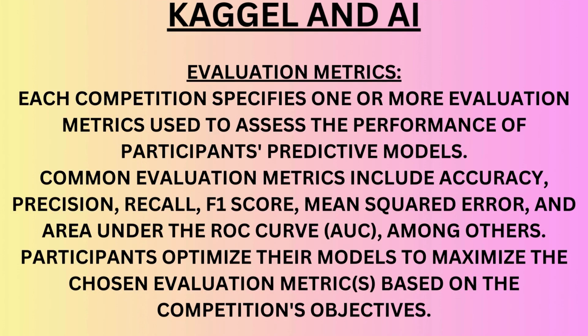Evaluation metrics. Each competition specifies one or more evaluation metrics used to assess the performance of participants' predictive models. Common evaluation metrics include accuracy, precision, recall, F1 score, mean squared error, and area under the ROC curve, AUC, among others. Participants optimize their models to maximize the chosen evaluation metric based on the competition's objectives.